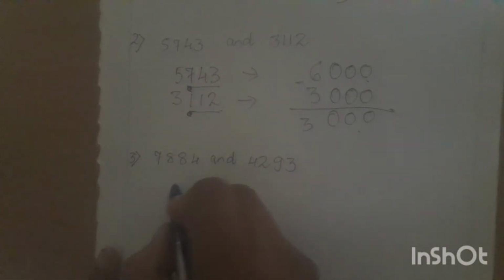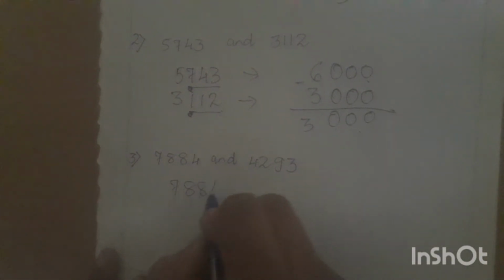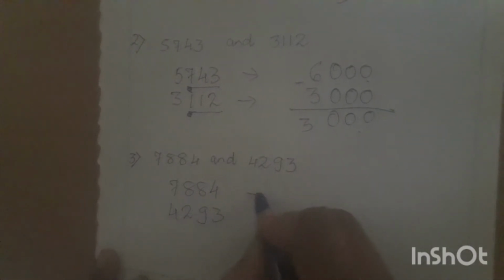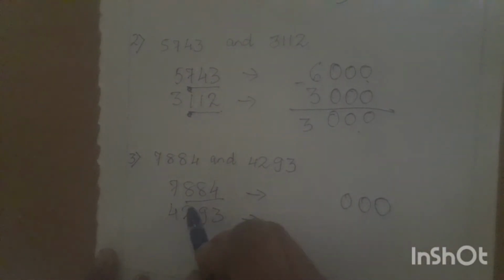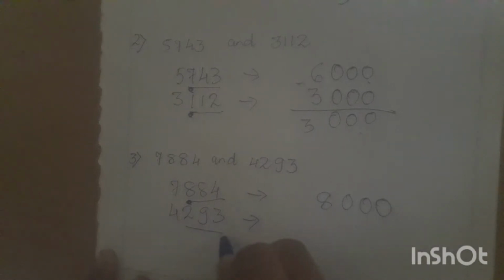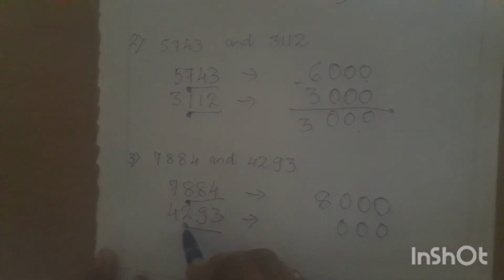Let's see the third one, that is 7884. This is 4293 and let's round off to the nearest thousands. So 3 digits to be underlined, 3 zeros. The digit at the higher place is 8. Condition satisfied. 7 plus 1 becomes 8. Okay. Now here for the next question, 3 zeros. The digit at the higher place is 2. Condition is not satisfied. 4 remains as it is.